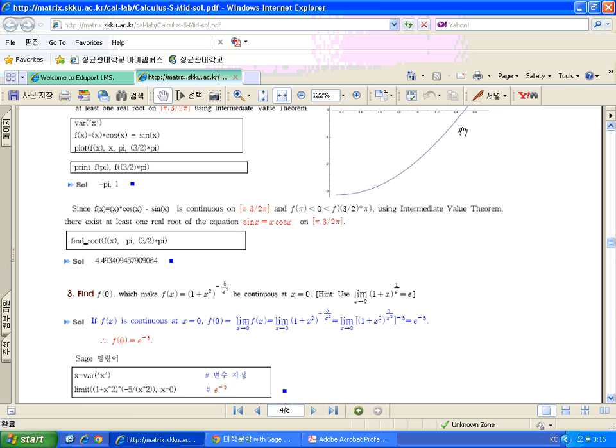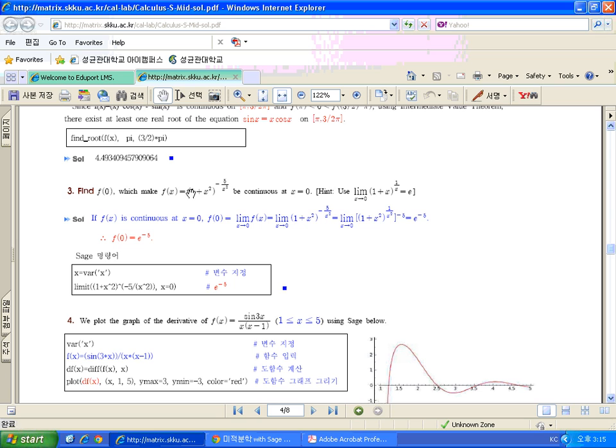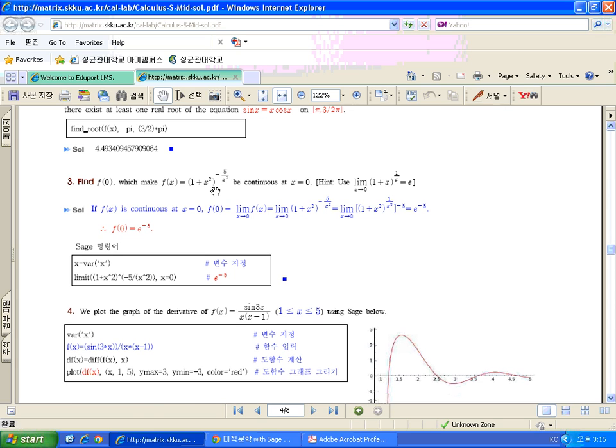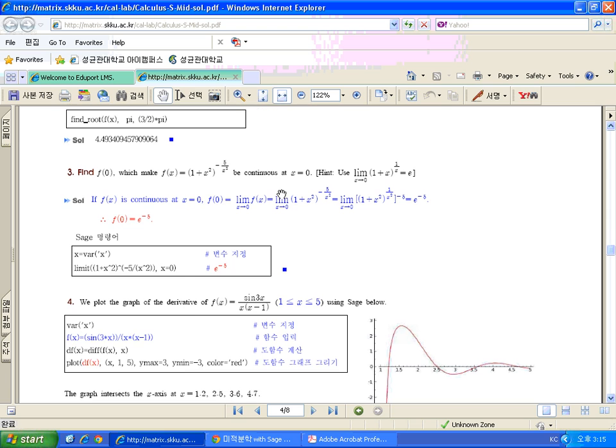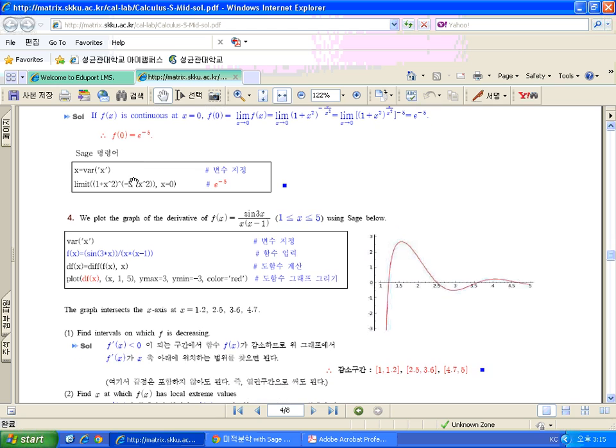And the others, just find f of 0 when you have a function f of x like this, which makes this function continuous. And you just define f of 0 to make it the same. So all you have to do is just find the limit of it and then define that value as the value of the function f at x equal to 0.